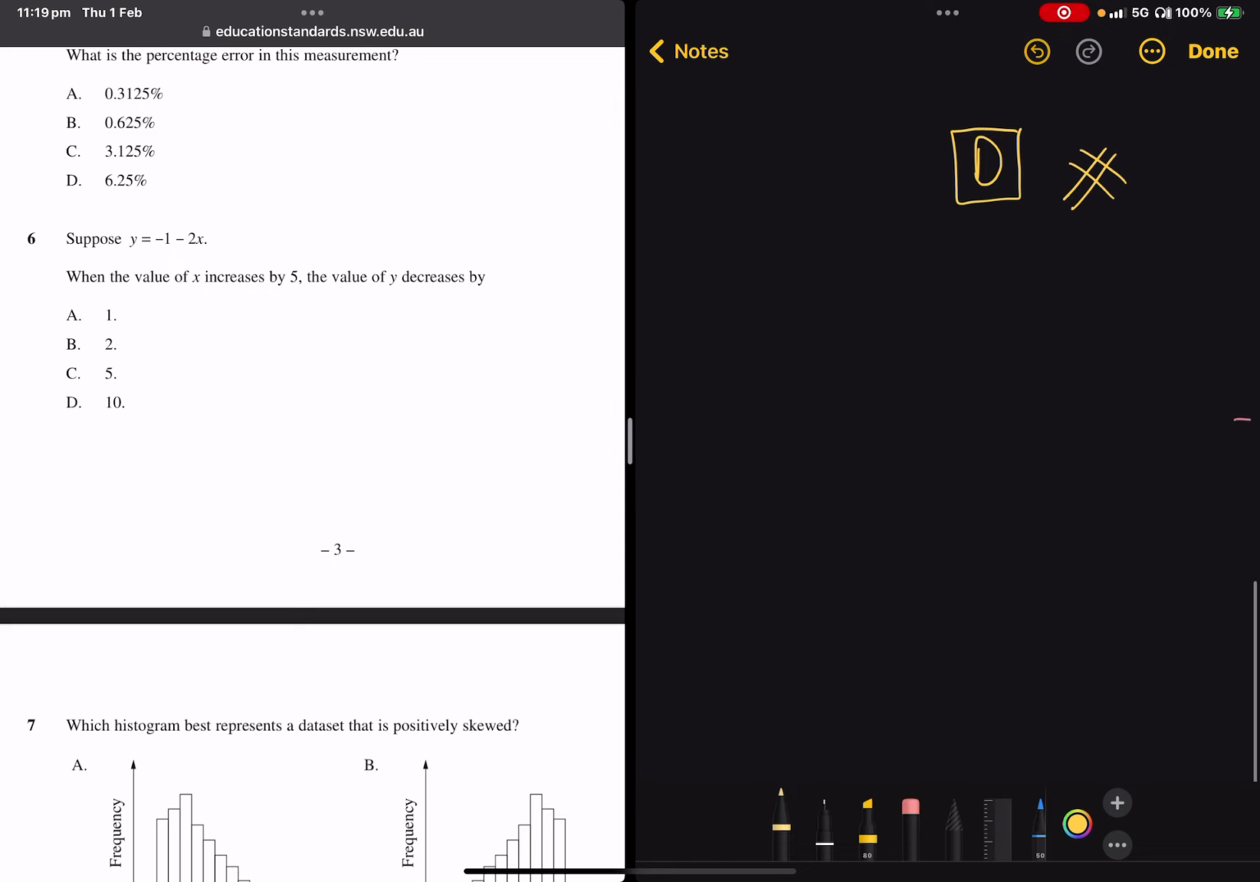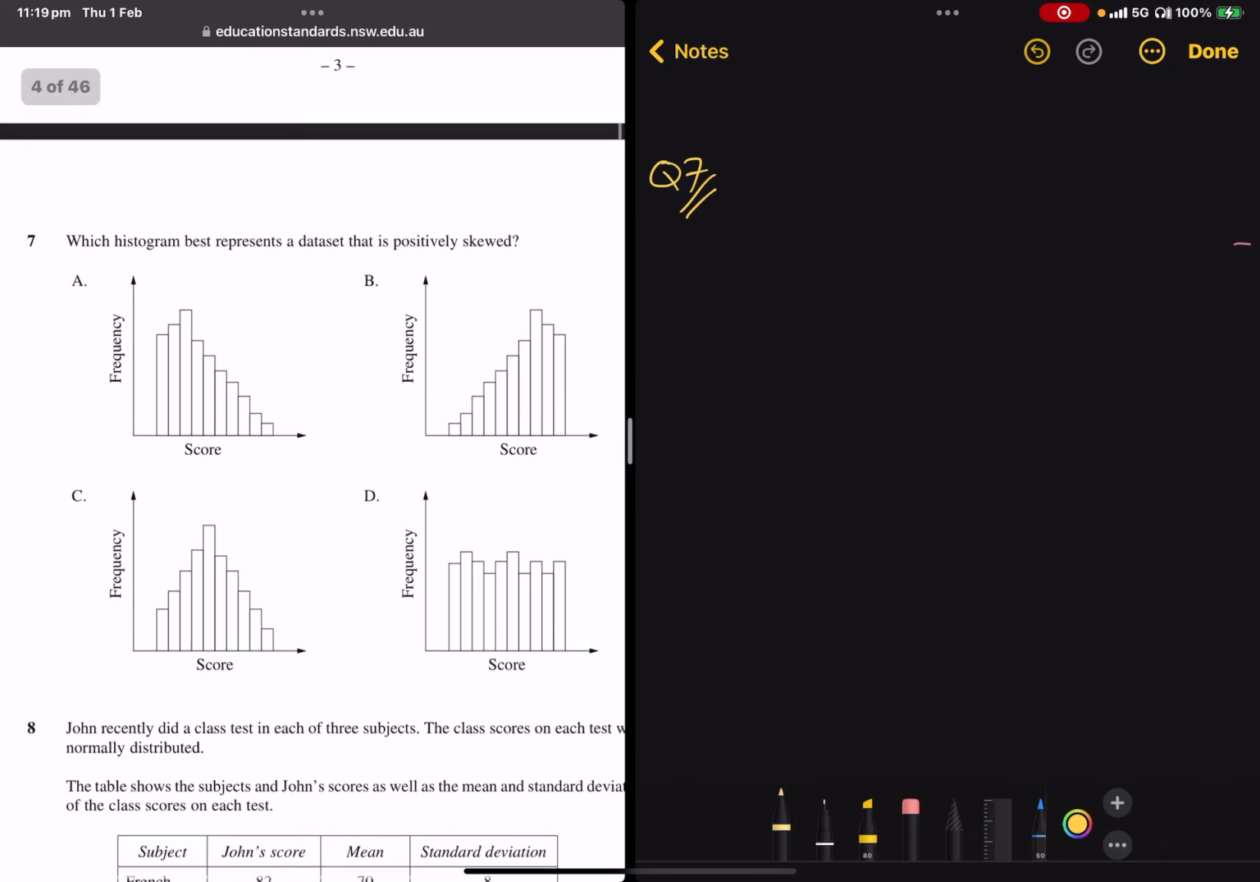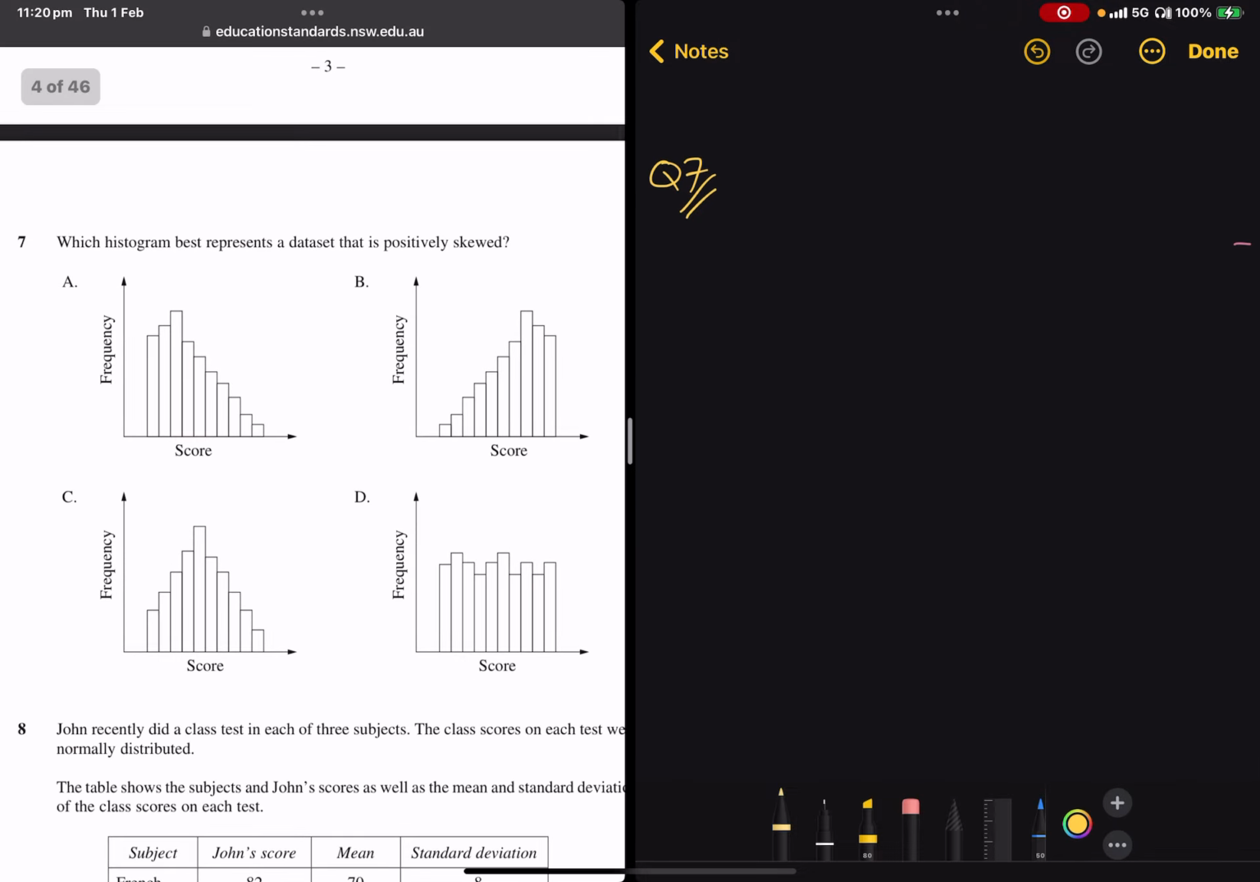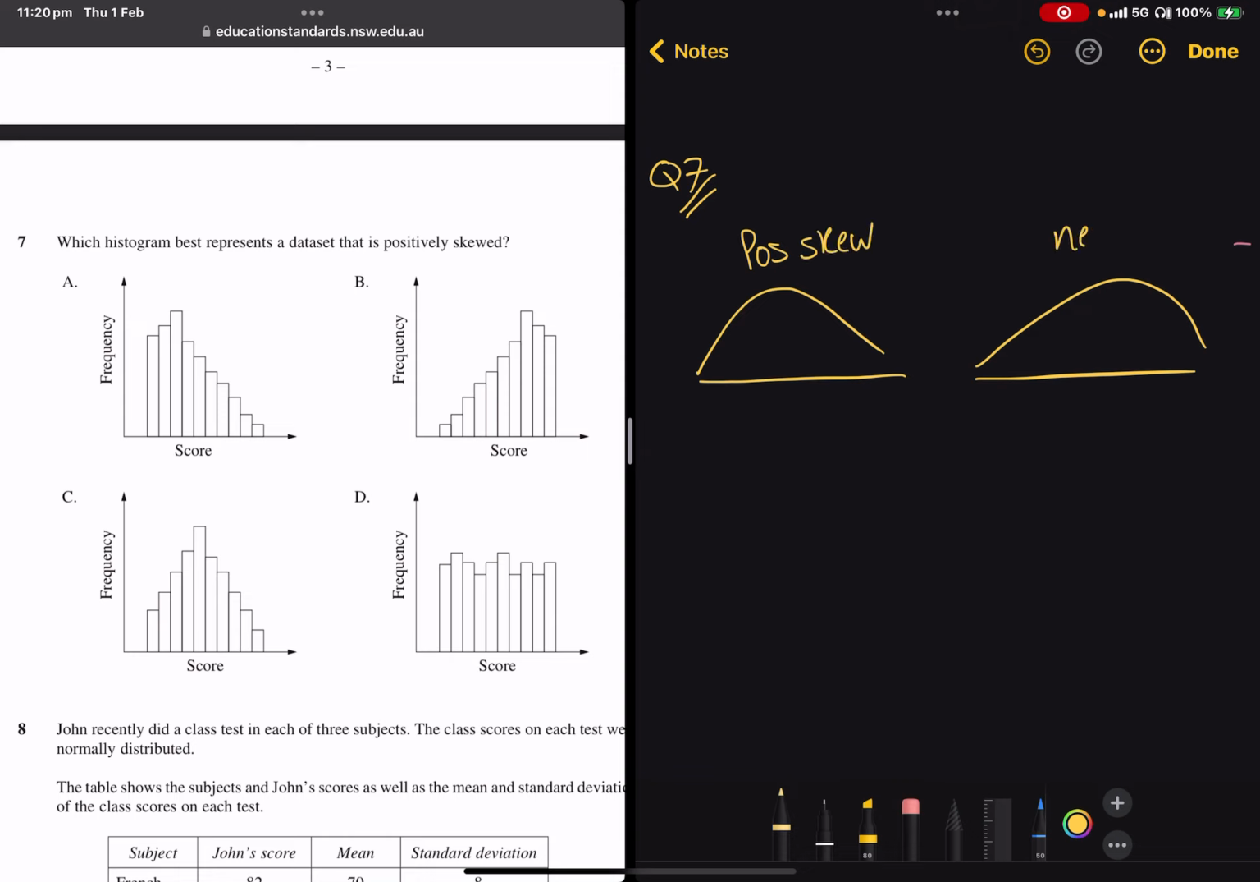So now let's have a look at question 7. Which histogram best represents a data set that is positively skewed? Okay, so if we have a data set that sort of looks like this, and we have a data set that sort of looks like this, this is a positive skew, and this is a negative skew. It's a positive skew because the tail is going towards the positive. You have a normal data set here, but it has an extra tail that's up at the positive end.